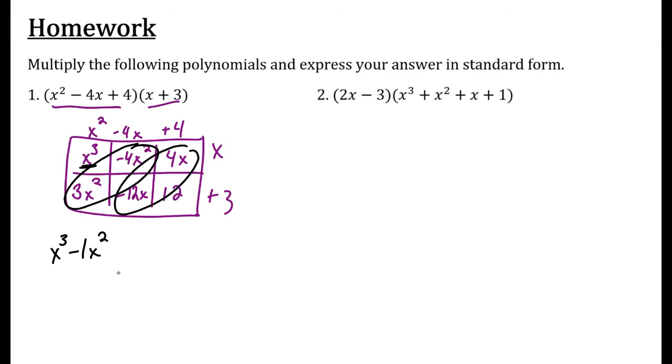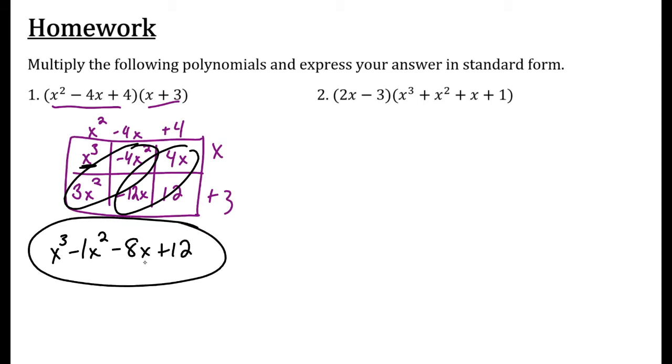There are my x terms. I have negative 8x plus 12. This product is equivalent to those two polynomials multiplied together. Equivalent means they look different. I think we can all agree the answer we got is different from where we started, but they're actually the same polynomial. They just look different. This is in standard form because my exponents are decreasing.